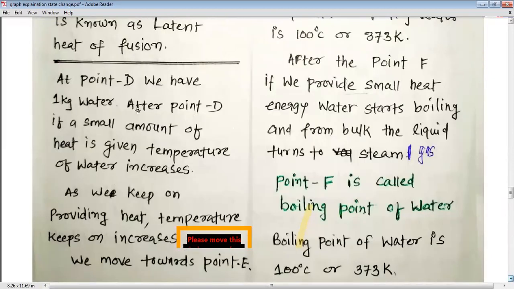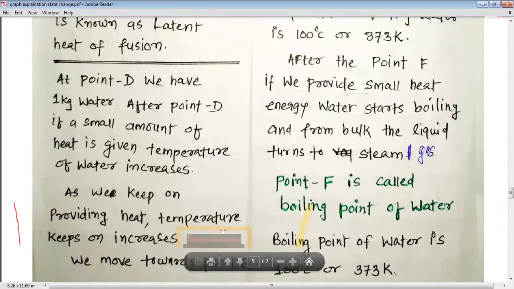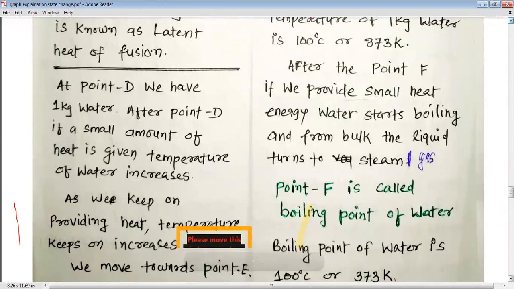At point D, we have 1 kilogram of water. After point D, if a small amount of heat is given, the temperature of water increases. As we keep on providing heat, the temperature keeps on increasing and we move towards point E.